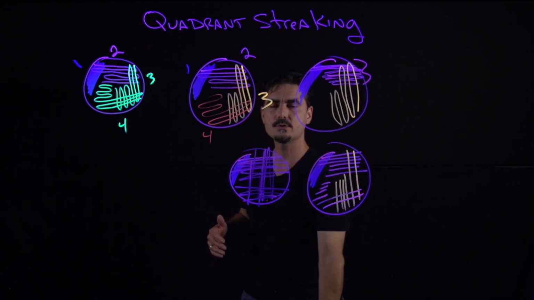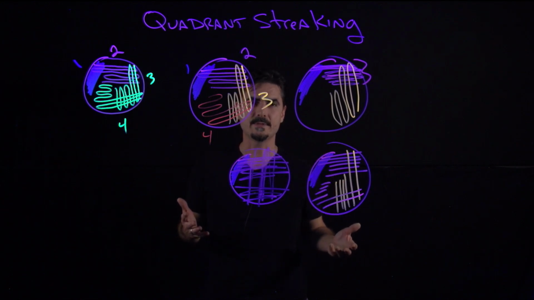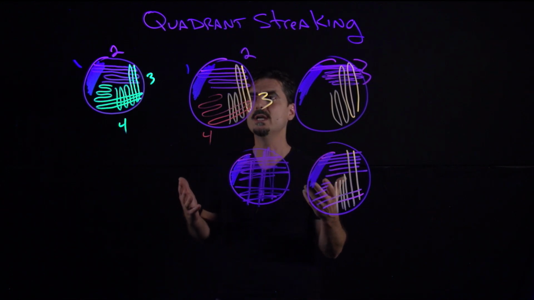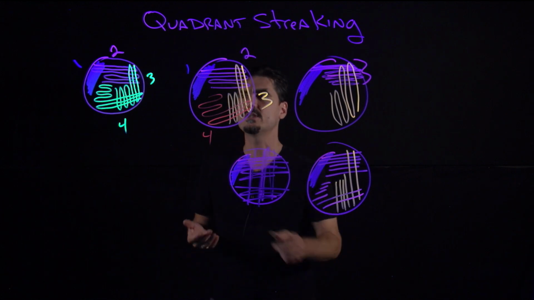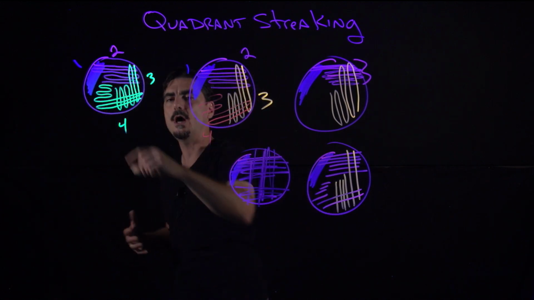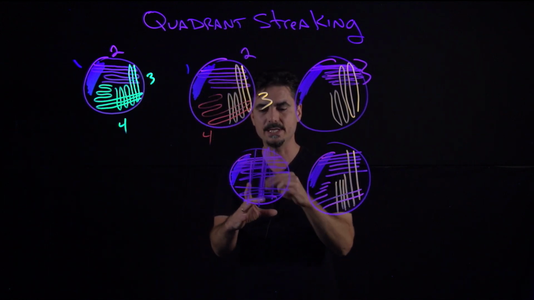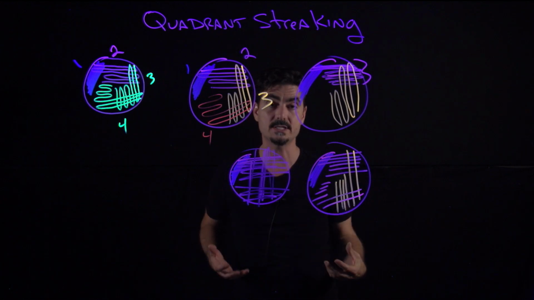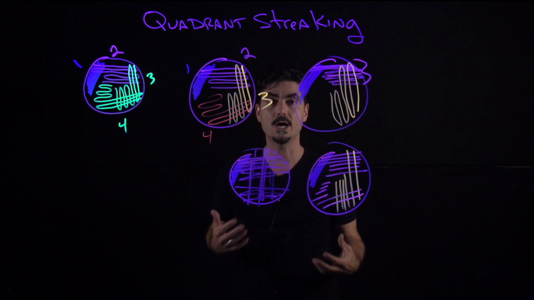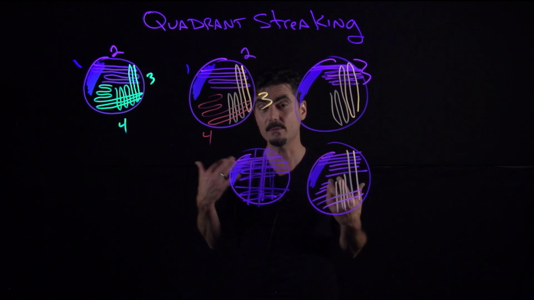So anyway, this is quadrant streaking, and the point, again, the point of quadrant streaking is what? That's right, it is to get single colonies, to dilute from a high concentration, make it lower, lower, and lower, so that ultimately what you've got is a plate where you have some individual colonies scattered around, and then you can study them. So that is the purpose of a quadrant streak, to isolate individual colonies, often from a mixture.